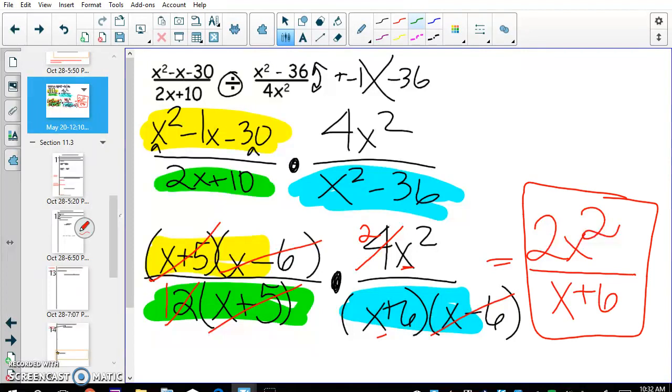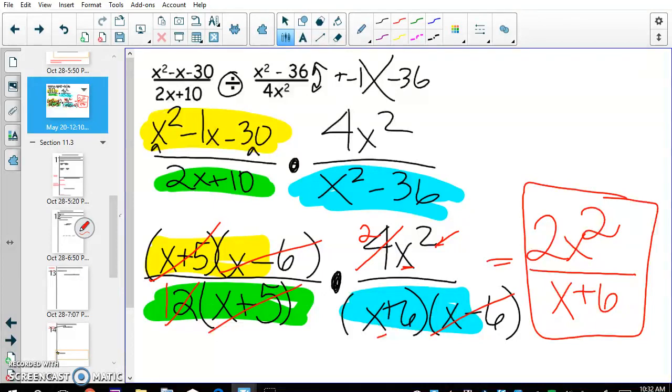On this one, because it's division, I will not make you do excluded values, but I will tell you for your personal information that your excluded values are negative 5, negative 6, positive 6, and then 0 from this guy, because that used to be on the bottom, but because of the whole division, I'm not going to actually make you do those on an assessment.